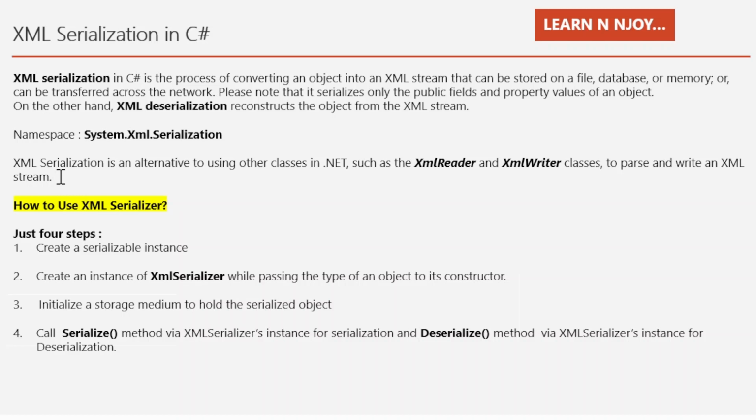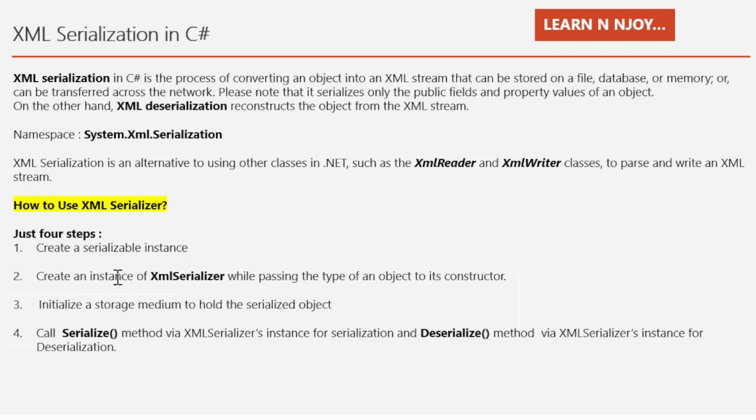Now we understood what XML serialization is, but how to use it? For using XML serialization, we just need to follow 4 steps. Step 1, create a serializable instance. What it means is, we need to create an object that we are planning to serialize. It could be a class object, dataset object, array object, list object, etc.